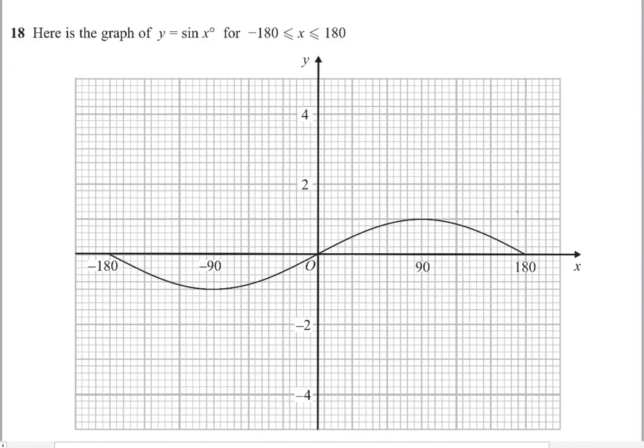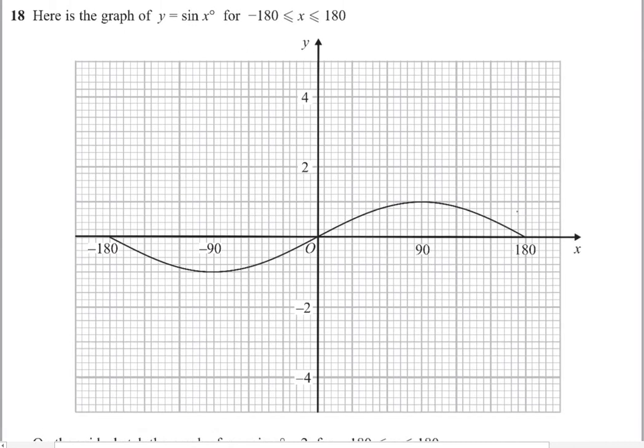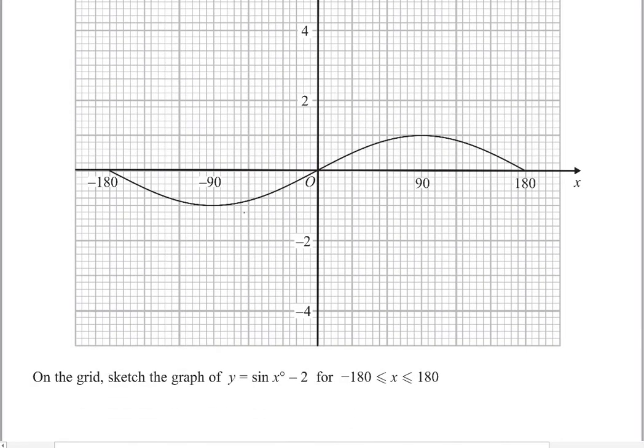Okay, question 18. Here is the graph of sine x for between -180 and +180. On the grid, sketch the graph of y equals sine x minus 2. So this is a translation in the y direction, -2 units. This point at the origin is going to go down to here. So 90 and 1 is going to go down to 90 and -1.